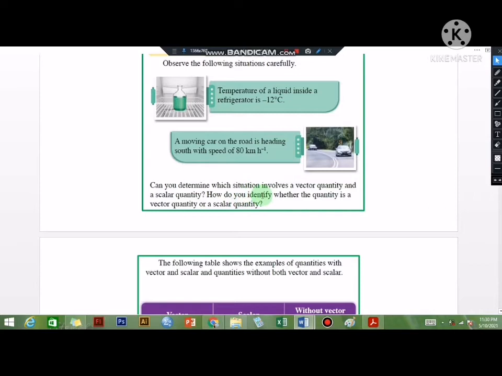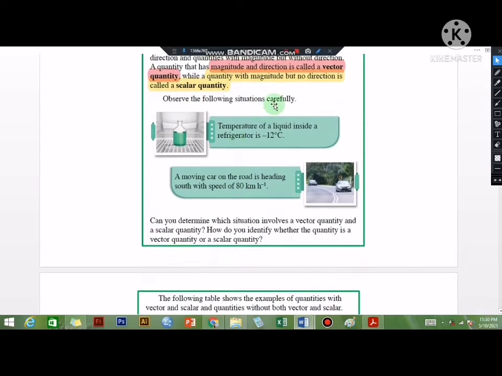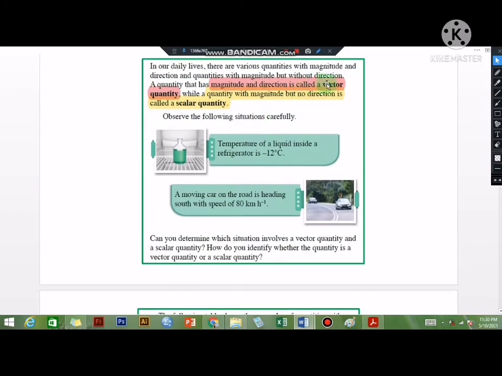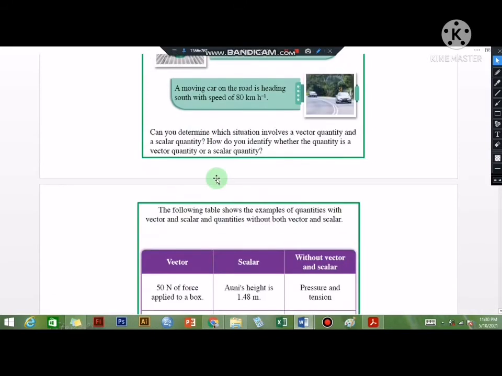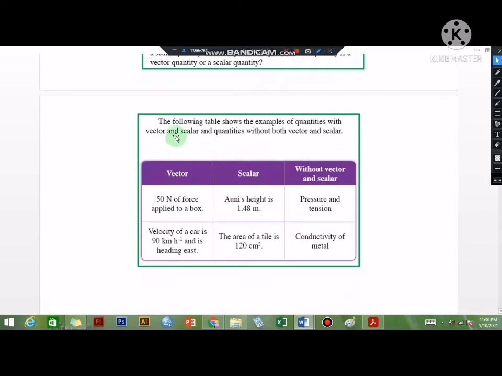Okay, how do you identify whether the quantity is a vector quantity or a scalar quantity? I also already explained to you based on the definitions of vector quantity and also the definition of scalar quantity. Okay, let's look at the next one.